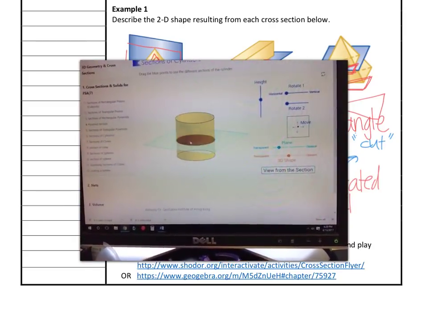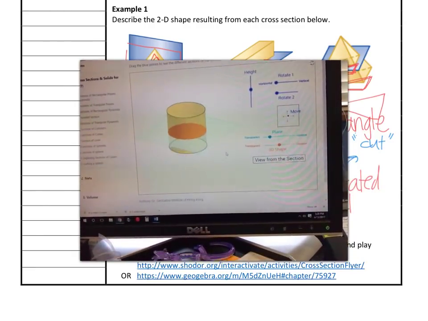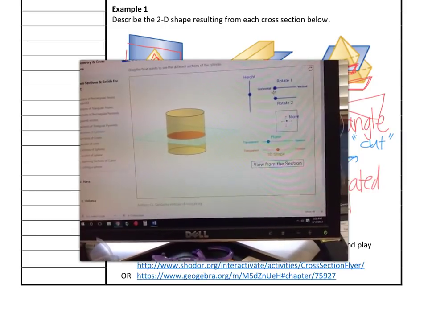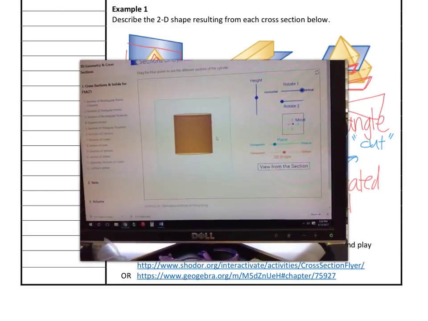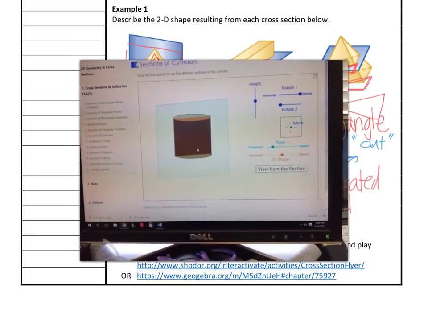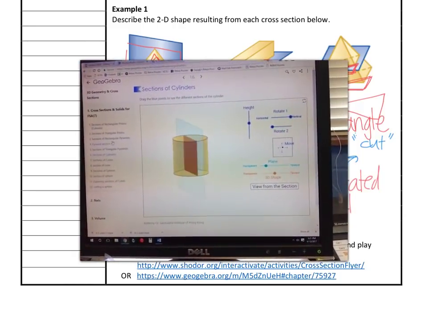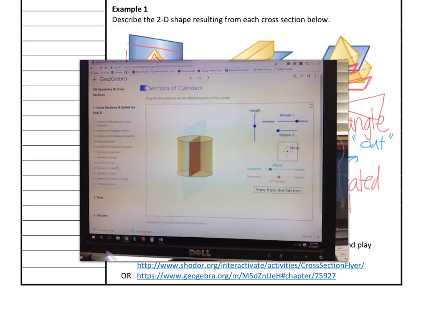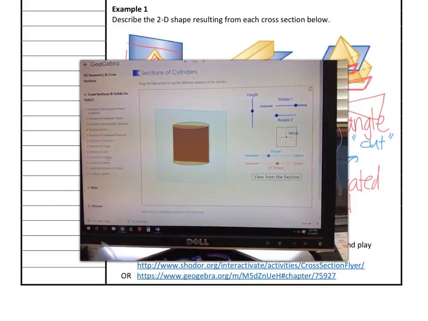If we look at a cylinder, I could have a circular slice when I go parallel to the base, or if I turn it vertically, it changes into a rectangle. I could also play around with this diagonally, so on and so forth. So there's different things that you guys can do with this GeoGebra website that I think would help you to understand cross-sections a little bit more if you're stuck. Okay, so take a look at that.